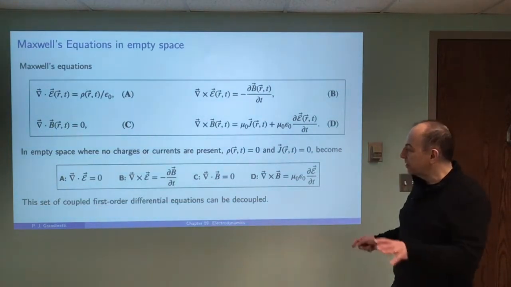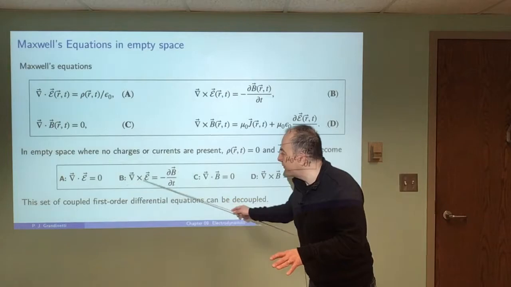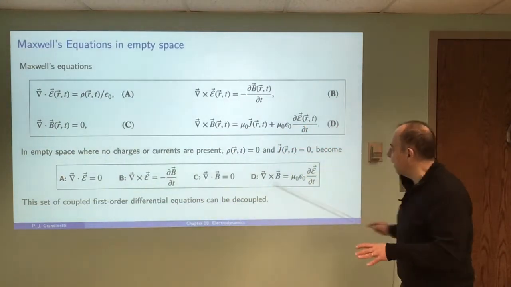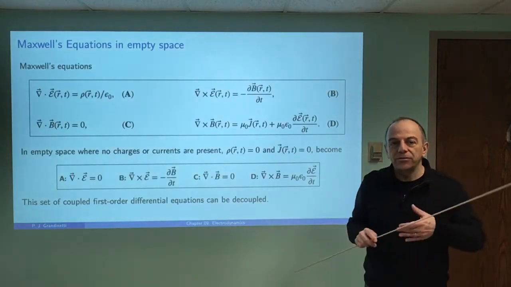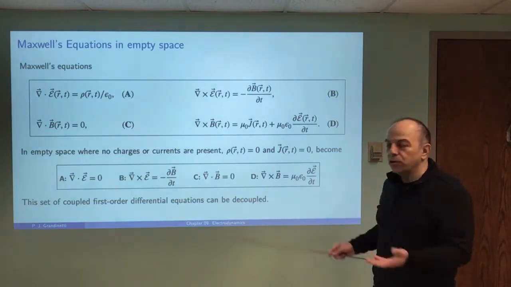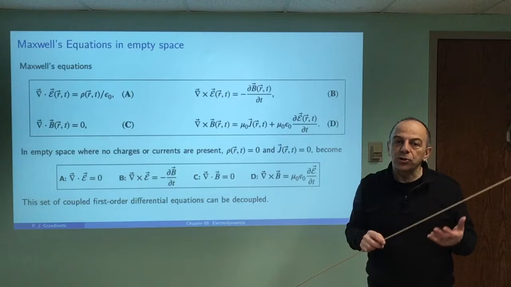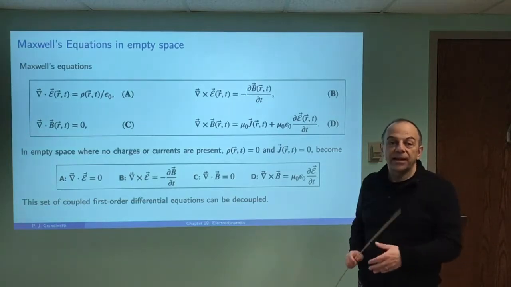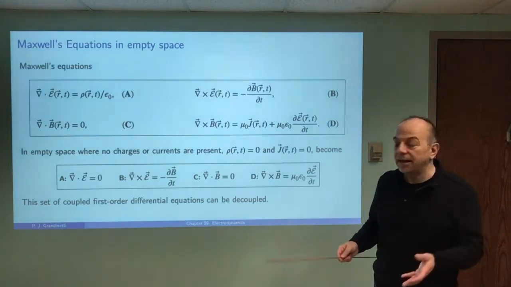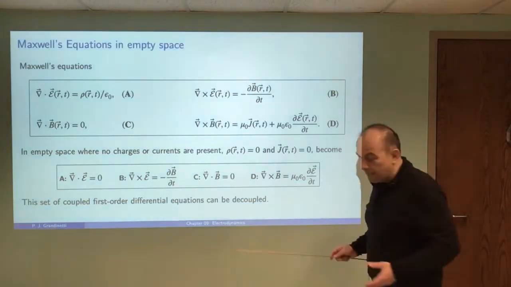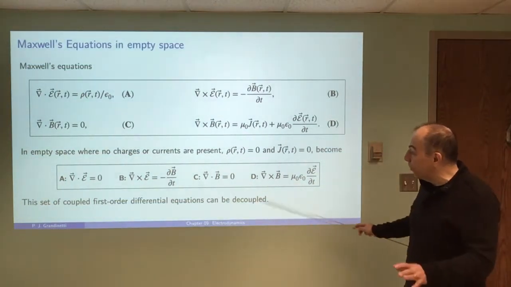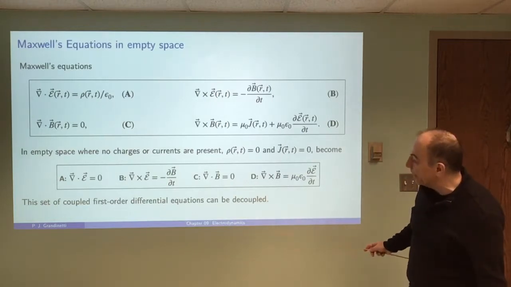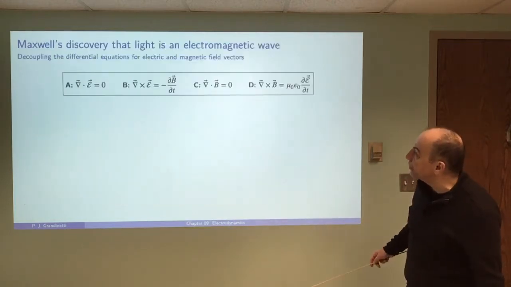And they're coupled. Whatever the rate of change of B is, it involves the electric field here and vice versa over here. So we'd like to find a way to decouple these differential equations so that we have a differential equation only for the electric field and a differential equation only for the magnetic field. This is something that Maxwell did as he was working on his equations, and this is something that we can do here very simply. So let's see how that derivation works.